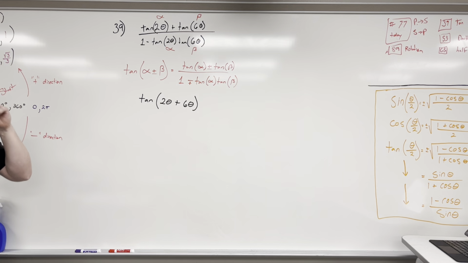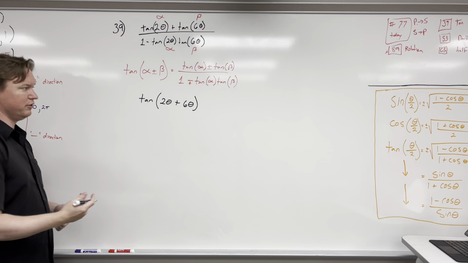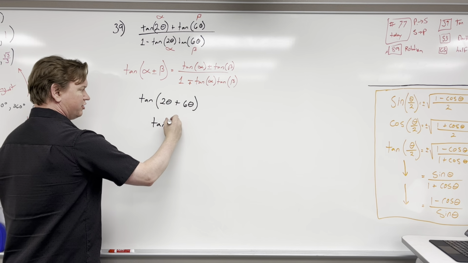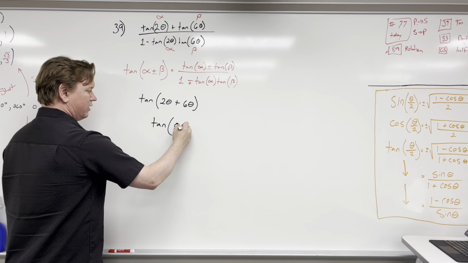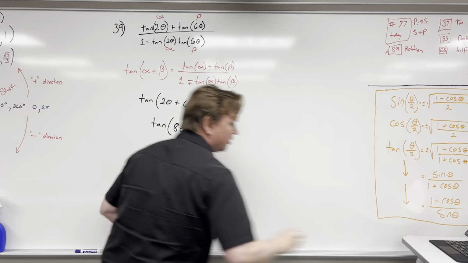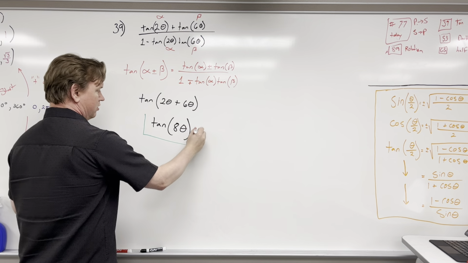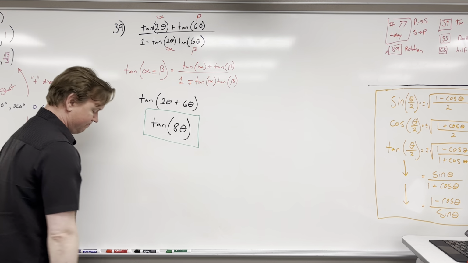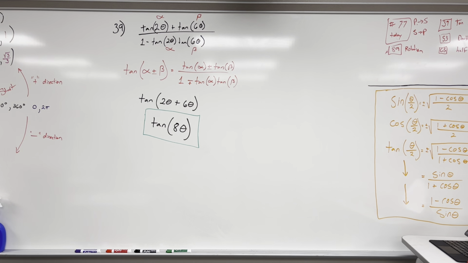Okay, and then what do you do? Yeah, you just simplify. So 6, 7, 8. Tangent of 8 theta. So it's gonna give us that expanded version, and we have to go back to the simplified version.